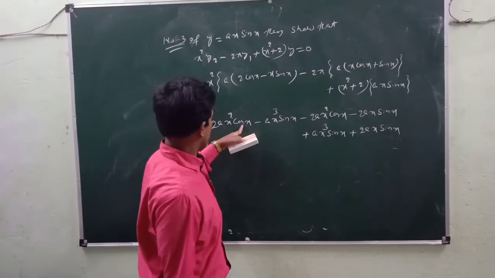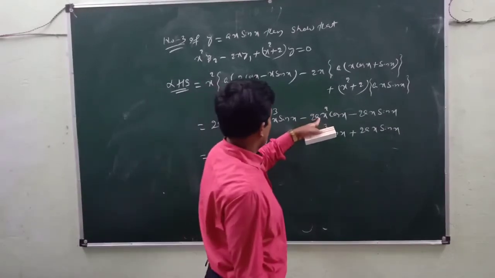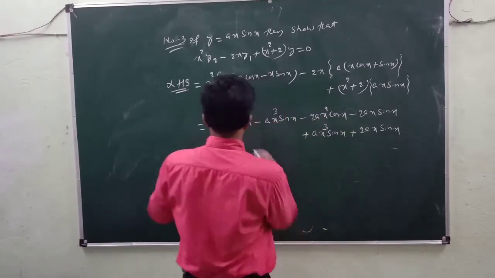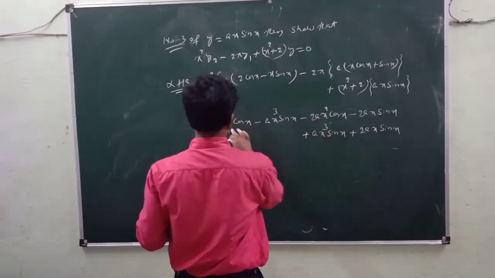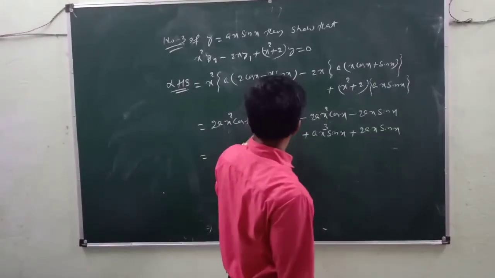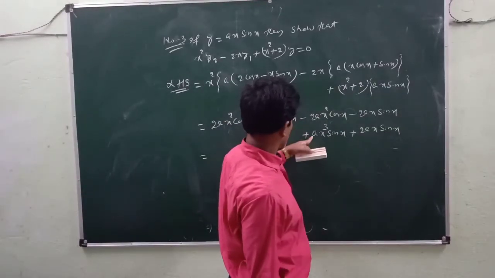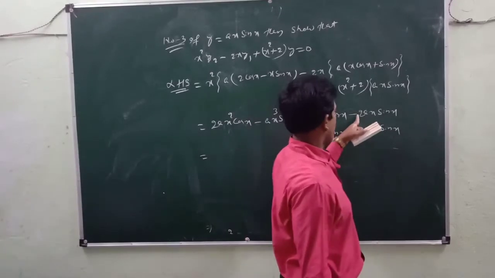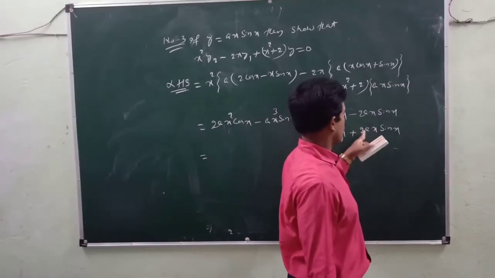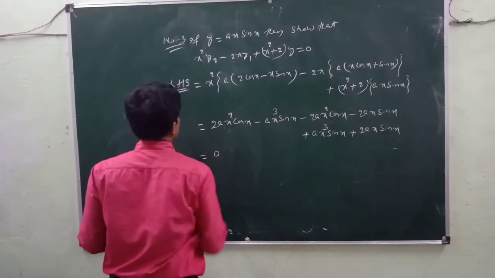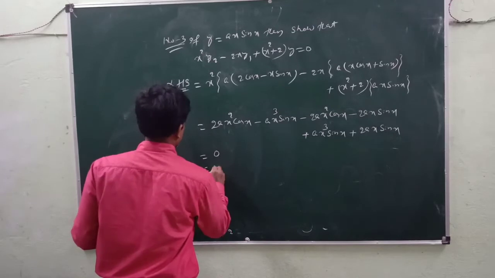So that equal to, here look, 2ax square cos x positive, here minus 2ax square cos x is negative. These two are cancelled. Again minus ax square sin x, here plus ax square sin x, these two are cancelled. Also here minus 2ax sin x, here plus 2ax sin x. Since all are cancelled, then 0. That equal to RHS.